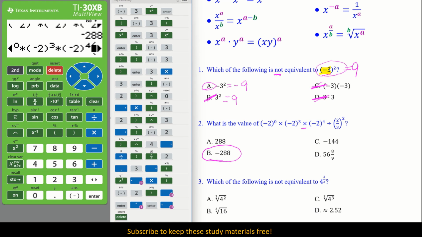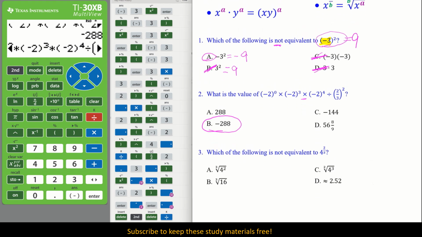See how I deleted our divide by symbol? Now, if I say second delete, that means insert, and I'm going to push division, and it puts it right back for me. So there are ways to correct what you need. Okay, even if you make a mistake, it's okay. All right, so let's look at number 3.